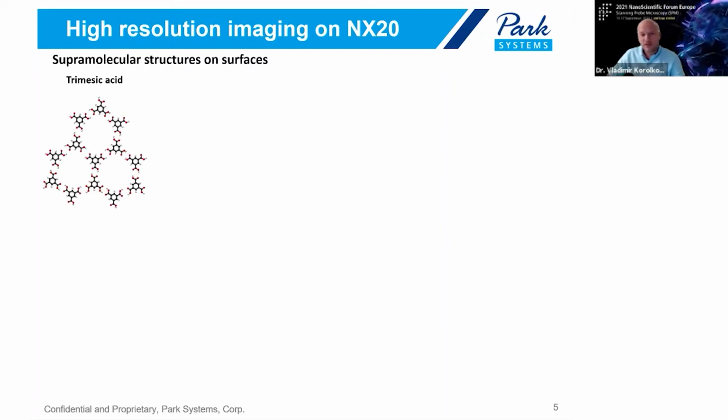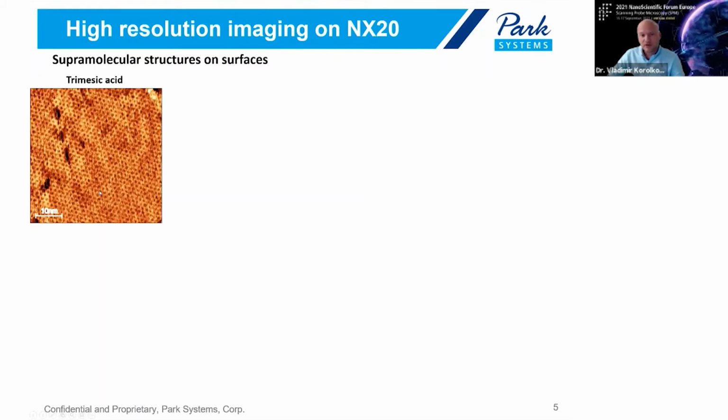For instance, trimesic acid that forms the honeycomb structure. You see single molecules here. When you put that molecule on, for instance, a graphite surface, you can image it here, and you get that beautiful honeycomb arrangement with the period that matches exactly the published data for both crystal and works done in STM.